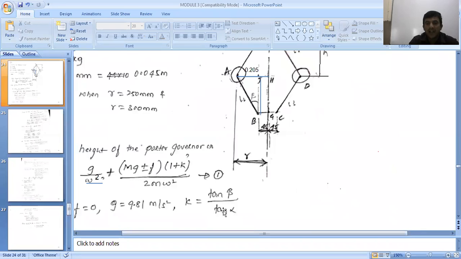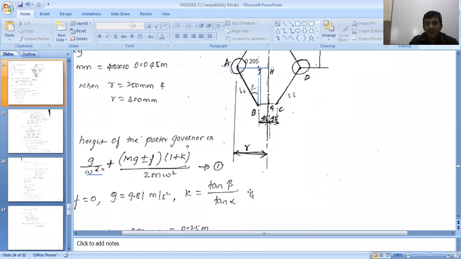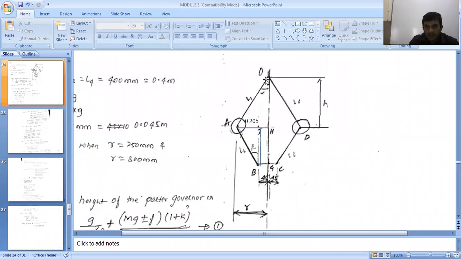Next, I want to calculate tan alpha. How do you calculate tan alpha? Again, use the same figure. See the governor, again OAH, the right angle triangle OAH. See that OA is nothing but L1, that is 400 mm, means 0.4 meter. Then OH, the height H, I don't know.